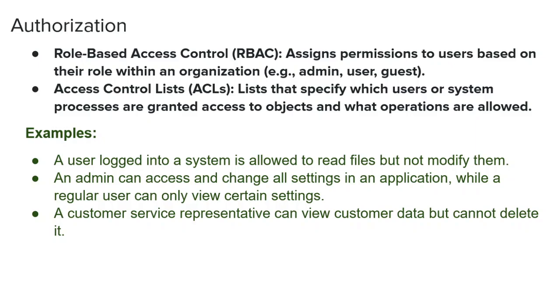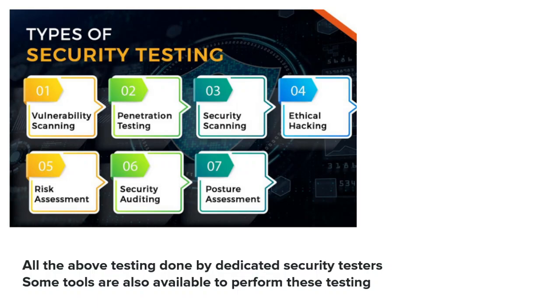Another example is a customer service representative who can view the customer data but cannot delete it. If he is able to delete it, that means it is a bug in our application. If it is specified that he should not be able to delete the data but he is able to, that is a system issue which we should ask the developer to resolve immediately. That we have to cover during authorization testing.